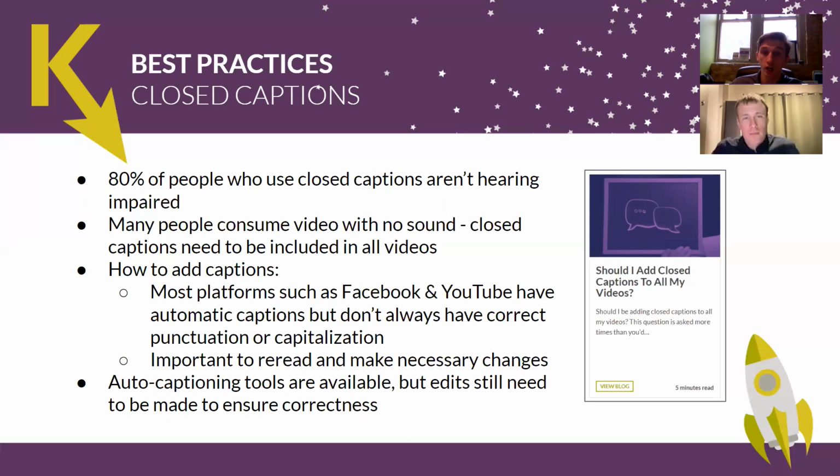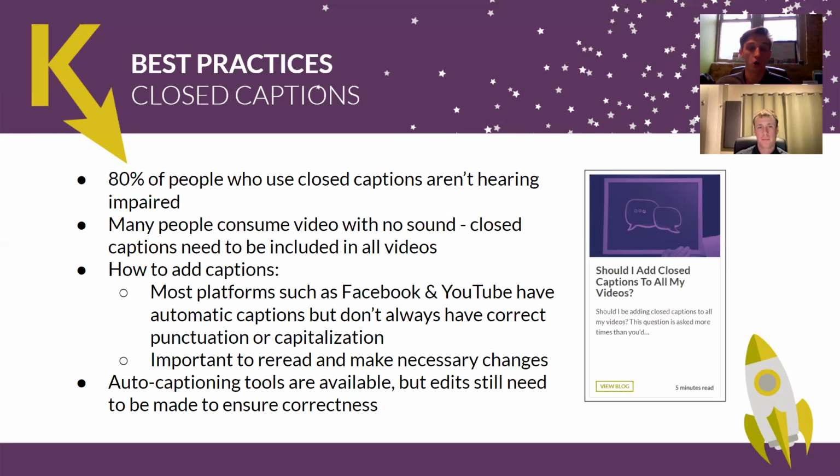Most platforms, such as Facebook and YouTube, do have automatic captions. But one of our biggest pet peeves here at Keystone Click is that a lot of times people, once they add the auto captions, don't go in to make sure that those are in alignment with what's actually being said in the video. Auto captions are great to use for that initial closed caption adding to videos, but you really want to make sure that you go through before you publish the video.